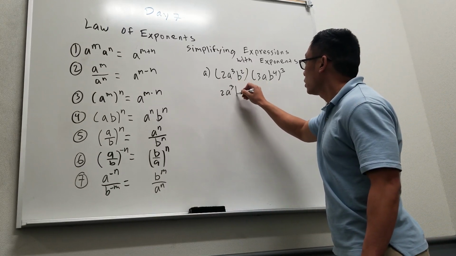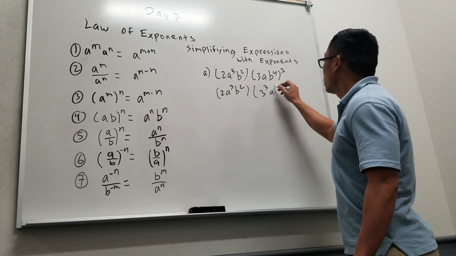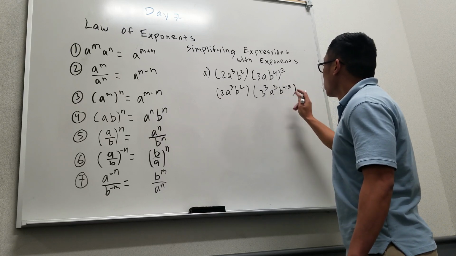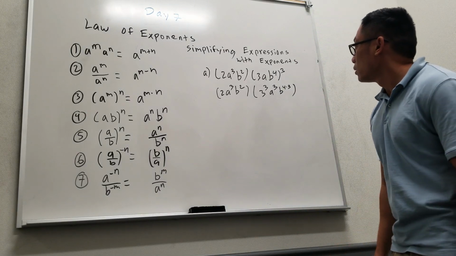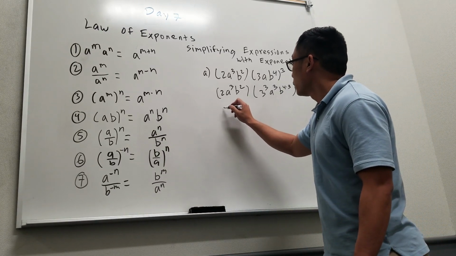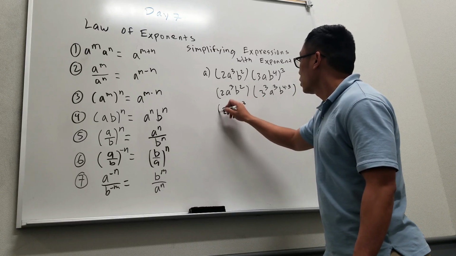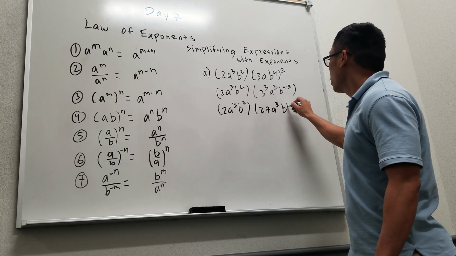So I just rewrite this. This would be 3 cubed, a cubed, and b to the 4 times 3. So which one did I apply here? I applied this, rule number 3. So now I can multiply everything across. Well, let me just simplify a bit more. 2a cubed, b squared. This will be 27, a cubed, b to the 12, right?